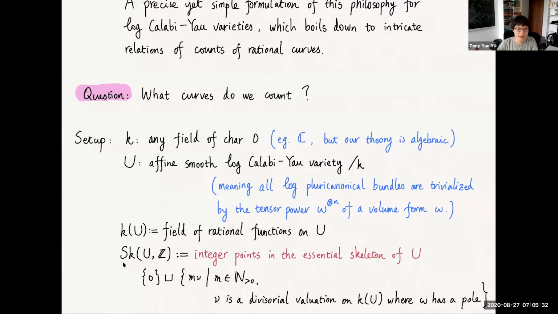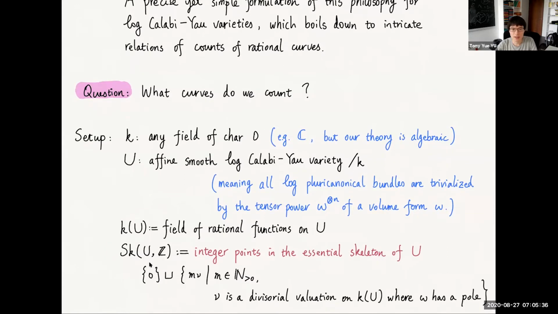And then we consider a set S_K(U)(Z). It's called the set of integer points in the essential skeleton of U, but it's okay if you don't know yet what it means, because we have an explicit description of this set. It's just the disjoint union of {0} and the pairs m nu, where m is a positive integer and nu is a divisorial valuation on the field of rational functions on U where omega has a pole. A divisorial valuation one can always get by taking some compactification of U, and it's given by some component of the divisor at infinity, and we consider multiples of such divisors where omega has a pole.